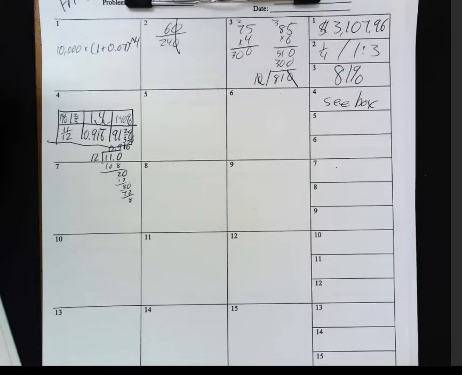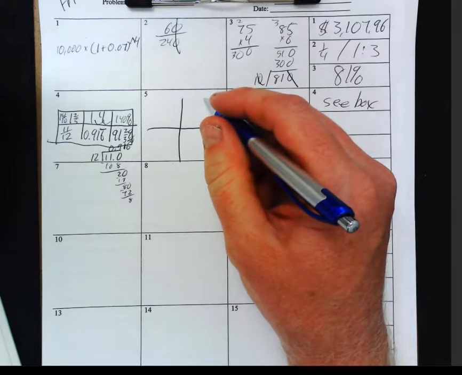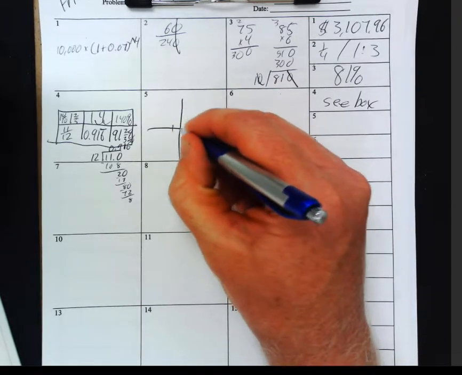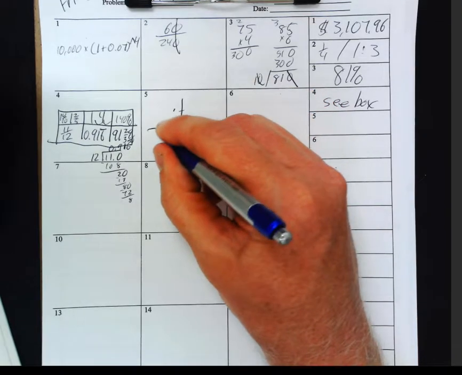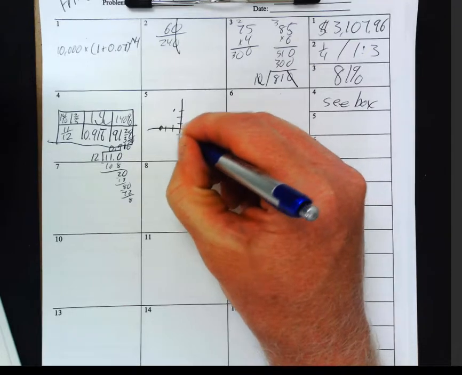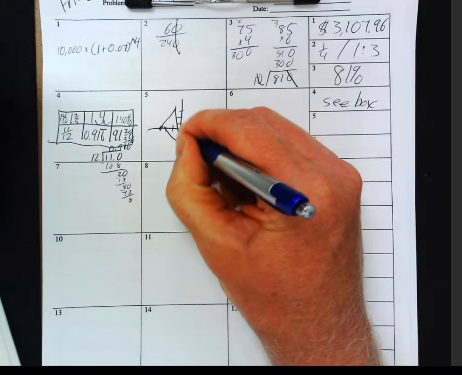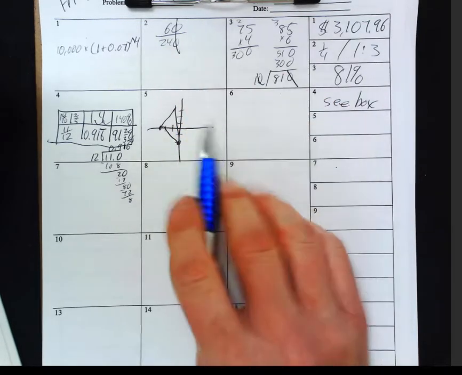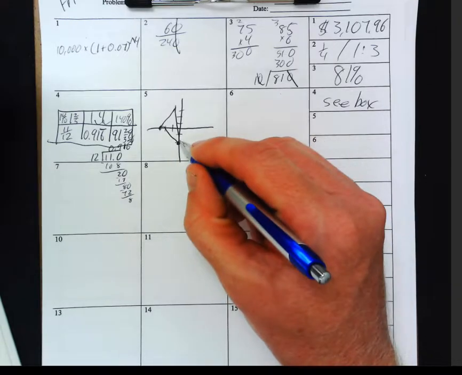Number 5, the image ABC is reflected over the y-axis to form ABC prime. If the coordinates of ABC are this, what are the coordinates of ABC prime? So I have A at -1, 3. I have B at -3, 0. And I have C at 0, -2. So here's my triangle. And now guys, they're flipping that thing over the y-axis. So it gets popped this way.